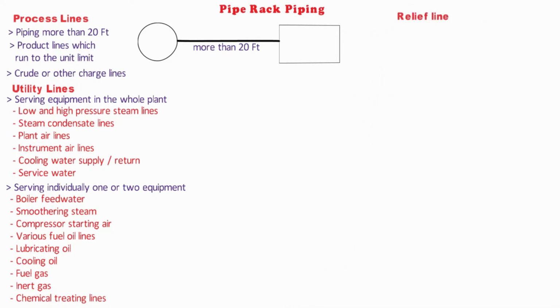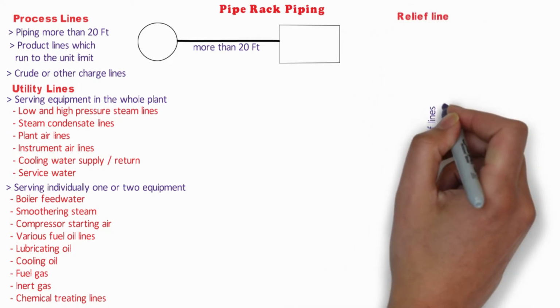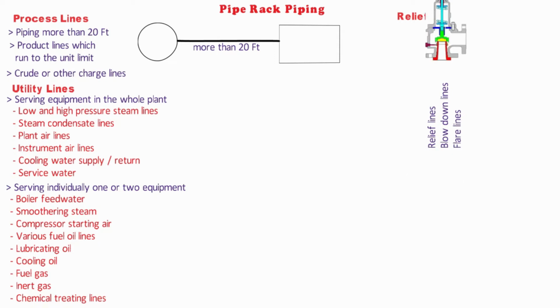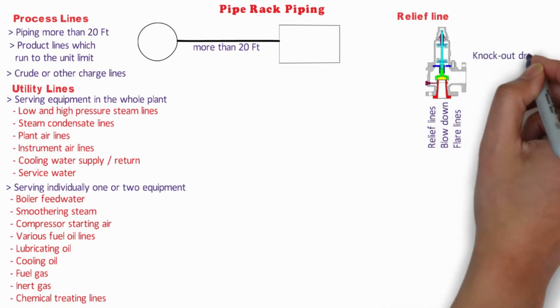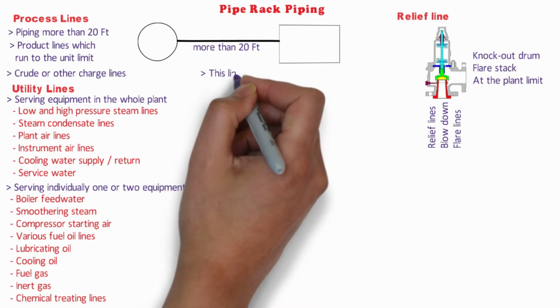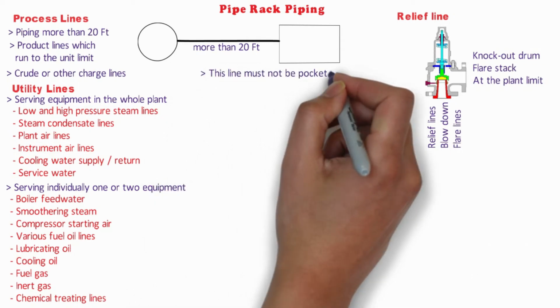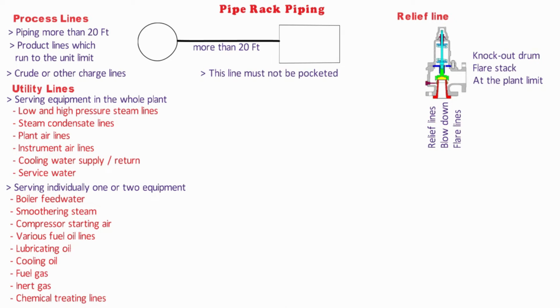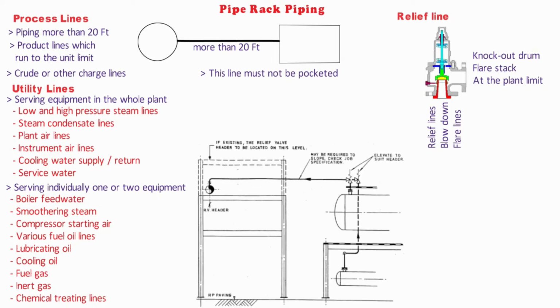Relief line header. Individual relief line, blowdown line and flare line should be self-draining from all relief valve outlets to the knockout drum, flare stack or to the point at the plant limit. This line must not be pocketed since it is associated with a relief valve. A pocket in a relief line is more expensive because usually an extra condensate pot is required with instrument, valves and pump. To eliminate pockets, some relief line headers must be placed at a higher elevation.